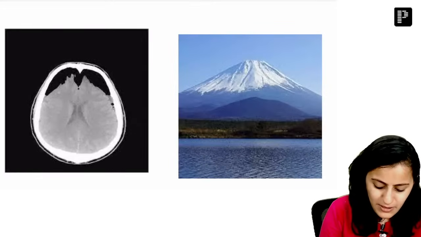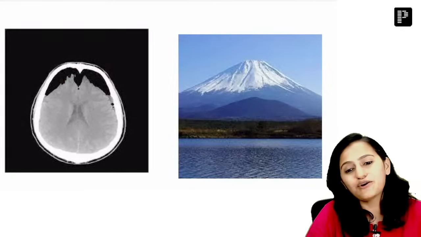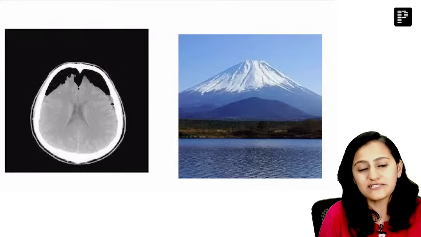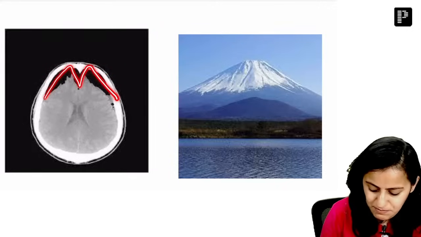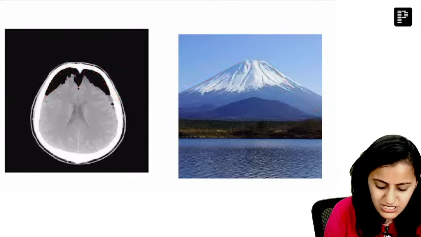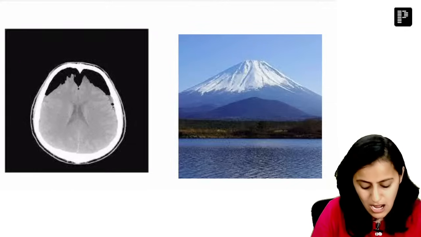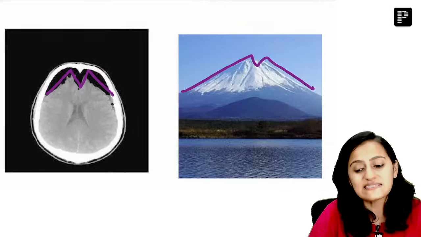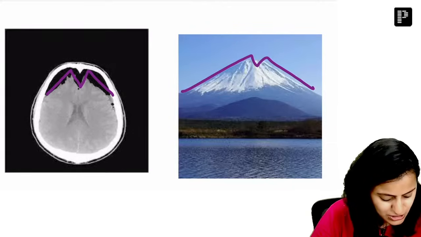So, look at this one. The black on the X-ray, on CT, is air. This is the air in the cranial cavity. This is pneumocephalus. So, look at this appearance here, like this Mount Fuji appearance. So, remember, this is Mount Fuji sign, which is tension pneumocephalus. Mount Fuji sign is tension pneumocephalus.